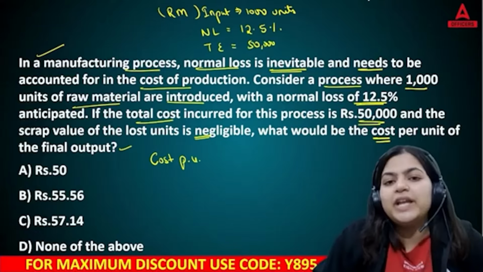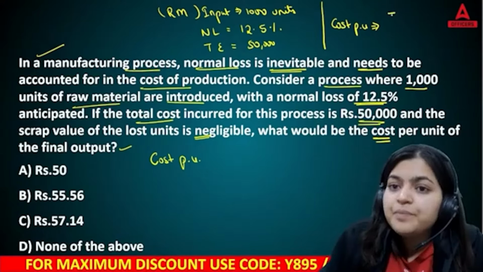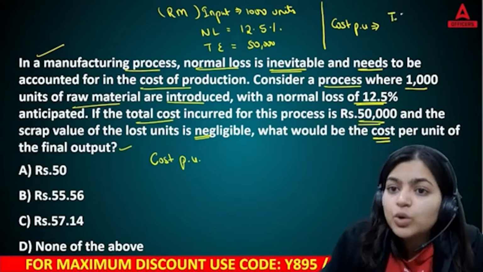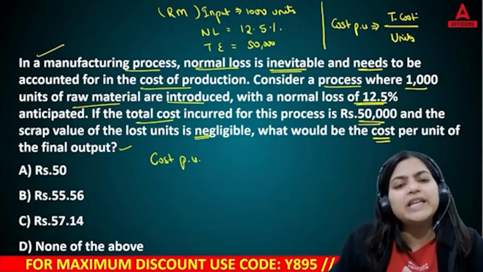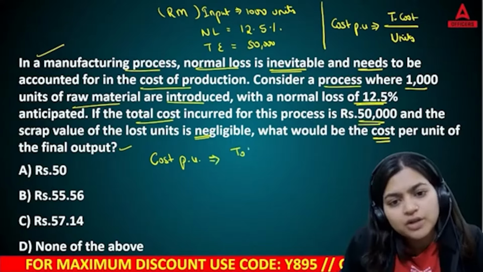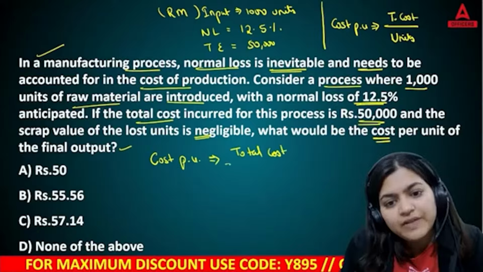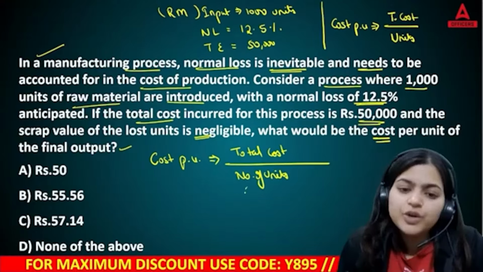I told you in our paid class, to calculate cost per unit, if nothing is given, use the universal formula. And what is that universal formula? Total cost divided by units. This will give you cost per unit. This is your universal formula, so with this you can calculate any cost. Now, here also you are going to take total cost divided by number of units, that is your input units.